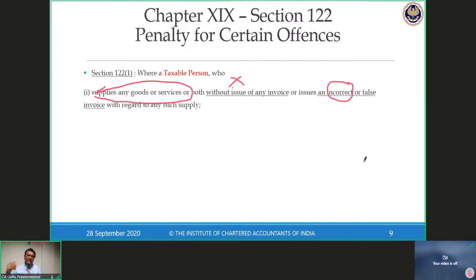When there is a non-compliance with regards to such supply, then that can be called an offense under clause number 1. So here it says you have supplied without issuing an invoice, or you have supplied with an invoice which is incorrect or false. This is my first offense under section 122.